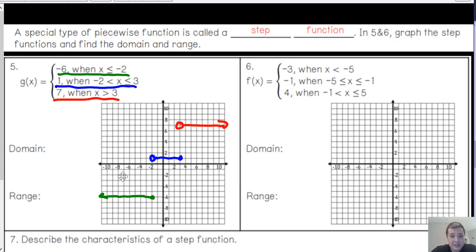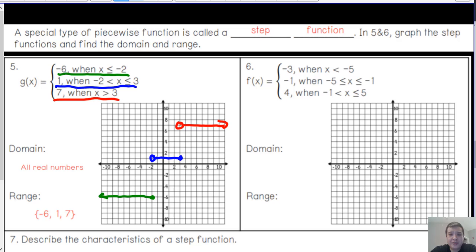The domain, as you guys can see, goes over to infinity this way, it goes over to infinity this way, and there are no gaps in between. So therefore, it is all real numbers. The range, well, we only have y values of -6, 1, and 7. So therefore, the range is -6, 1, and 7.